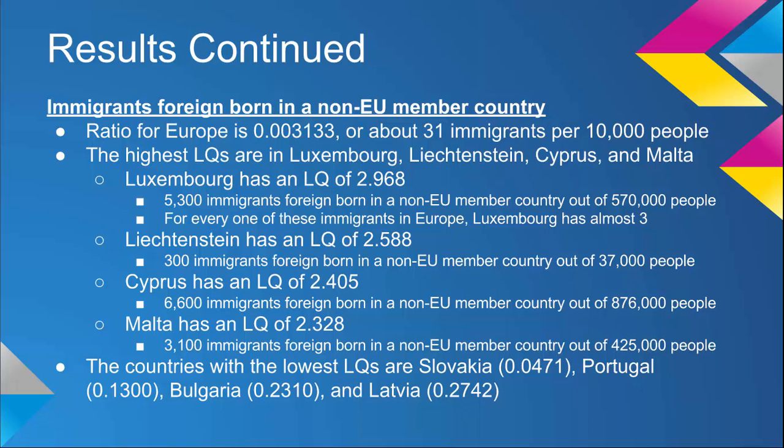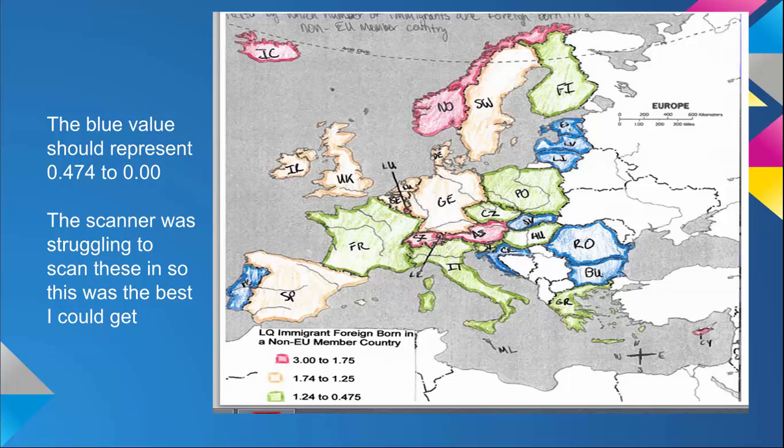As you can see, like I described earlier, the difference between the LQs is much closer together for the immigrants foreign-born in a non-EU member country. When I scanned this document, it cut off the portion depicting the blue, so I said that the blue value should represent 0.474220. I couldn't scan it correctly, so this was as good as I could get it. Again, the highest are depicted in red, and then orange, green, and then blue.